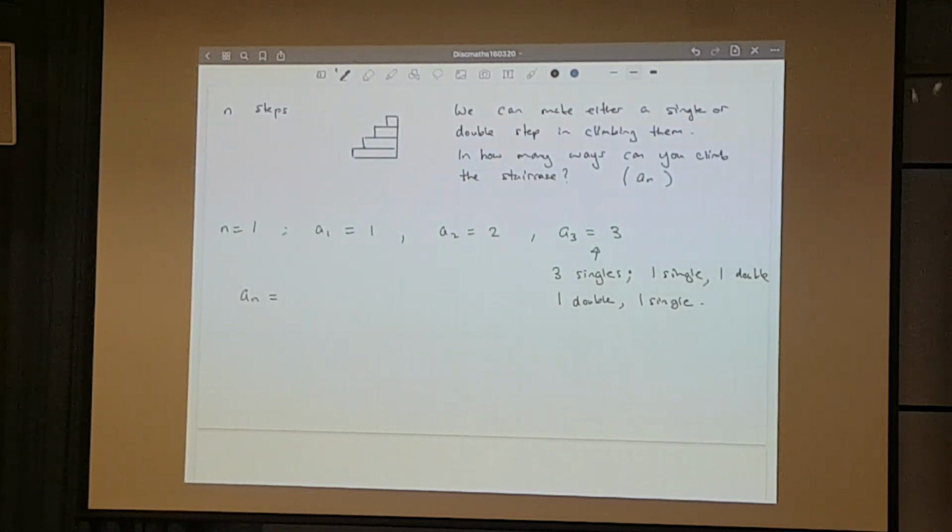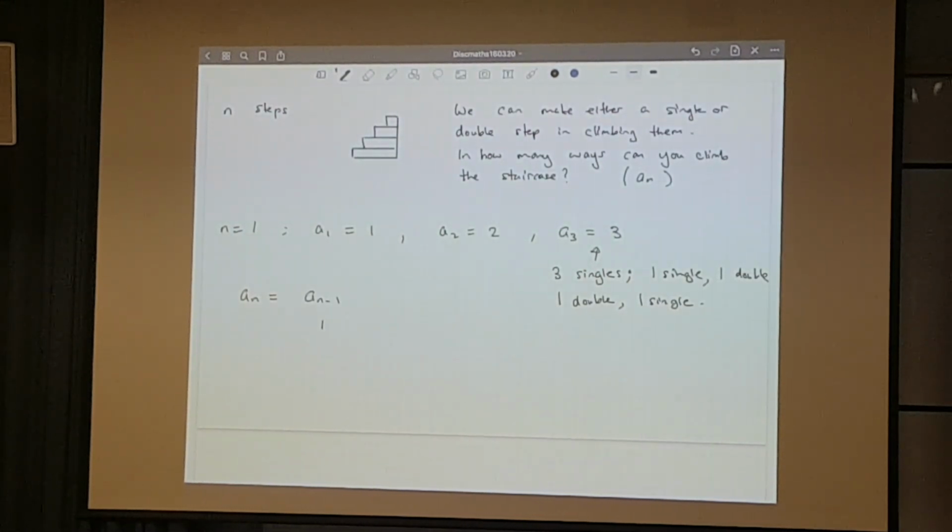So if it's a single step, I want to write this in terms of some other a_n. So what is it? I mean the total number. So if I insist the last one is a single step, it reduces the problem to the n-1 case, right? So it becomes a_{n-1}. That's, I think, what you were attempting to say.